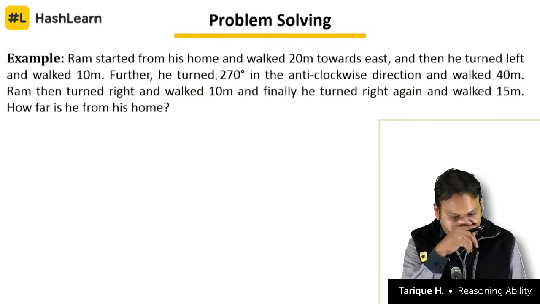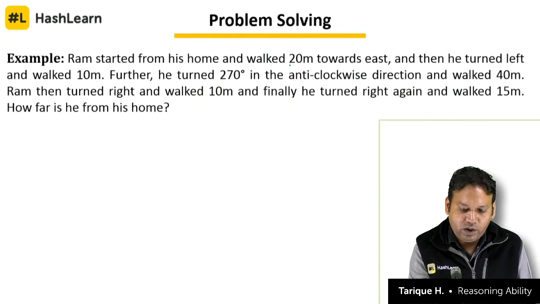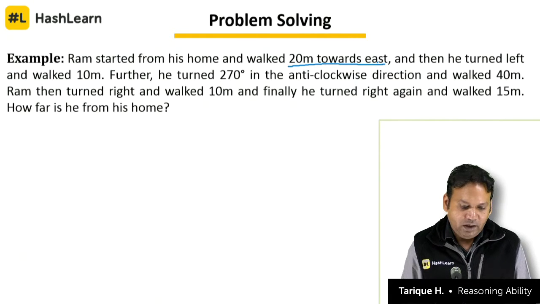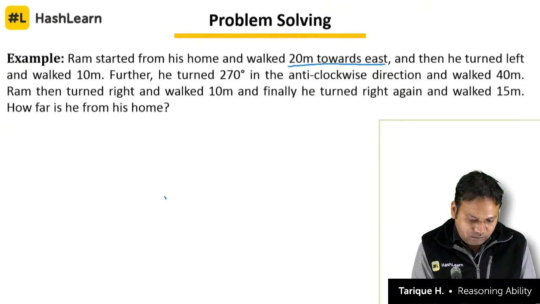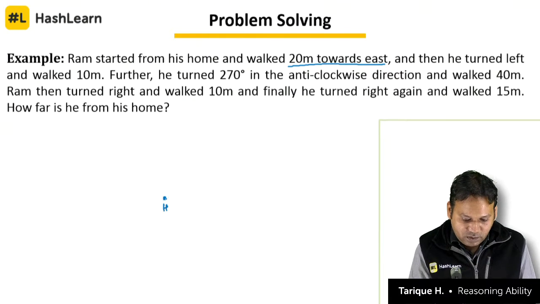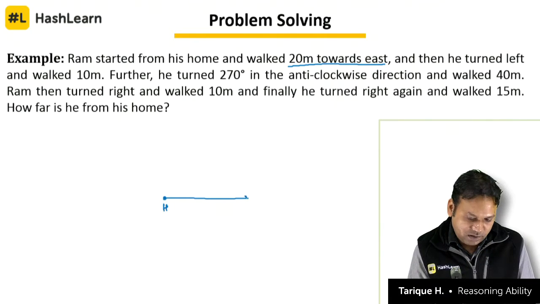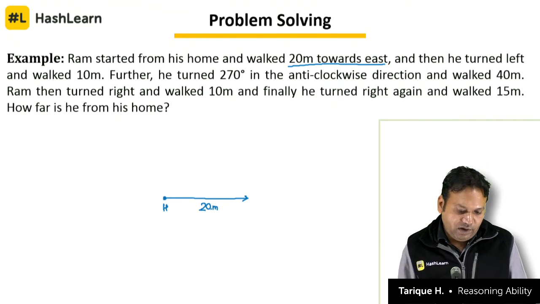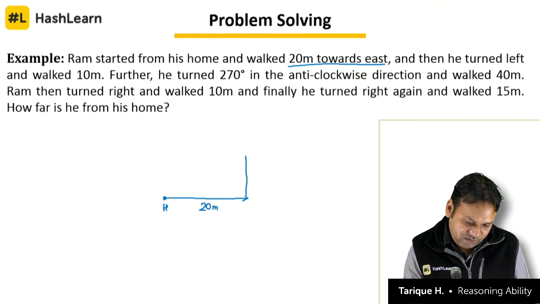Next, look at this question now. Ram started from his home and walked 20 meters towards east. Let's start with this statement. Let's say this is the home, and he walked 20 meters towards east. So this is 20 meters. Then he turned left and walked 10 meters.